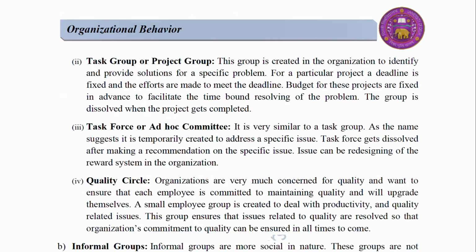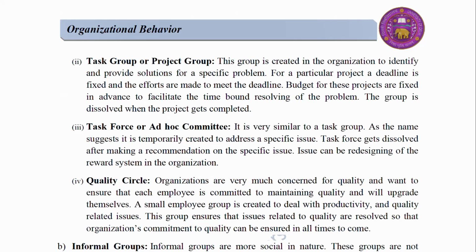Task group or project group. This group is created in the organization to identify and provide solutions for a specific problem. For a particular project, a deadline is fixed and efforts are made to meet the deadline. Budget for these projects is fixed in advance to facilitate the time-bound resolving of the problem. The group is dissolved when the project gets completed.